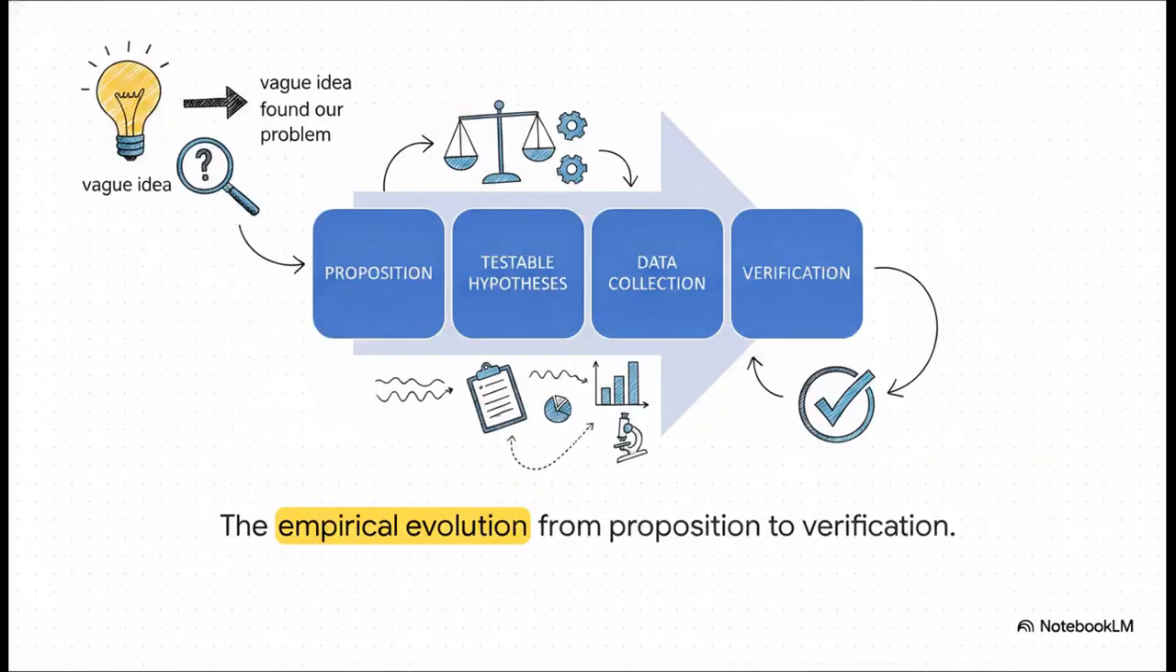To kind of summarize our entire journey together, let's look at this empirical evolution. We started with just a vague idea, and finally found our specific problem. Then we formulated a theoretical proposition. From there, we operationalized our variables to turn that proposition into a testable hypothesis. That hypothesis then dictates exactly what data collection we need to do. And finally, that hard data leads to the verification, or hey, sometimes the rejection, of our original idea. It's really just a beautiful, logical step-by-step evolution from a loose concept all the way to verified scientific fact.